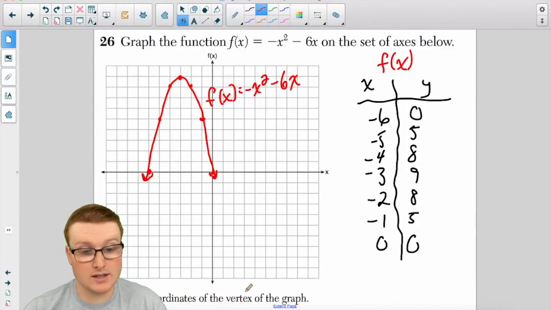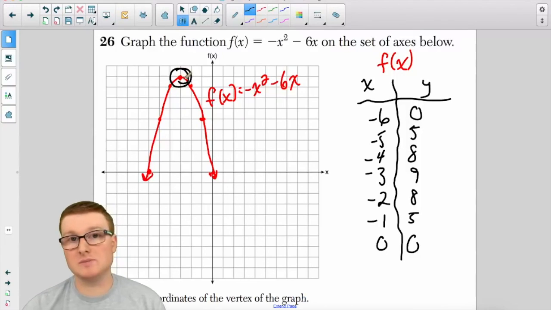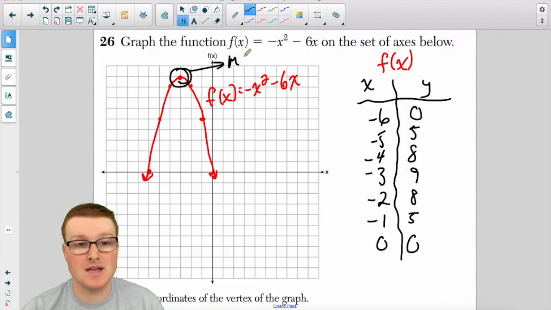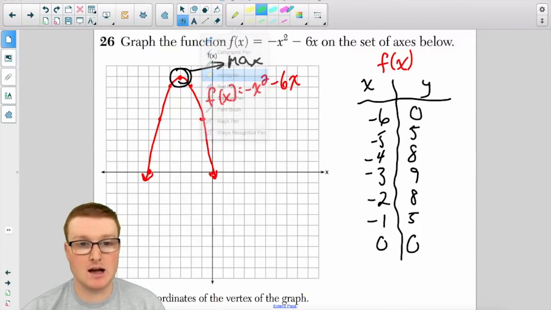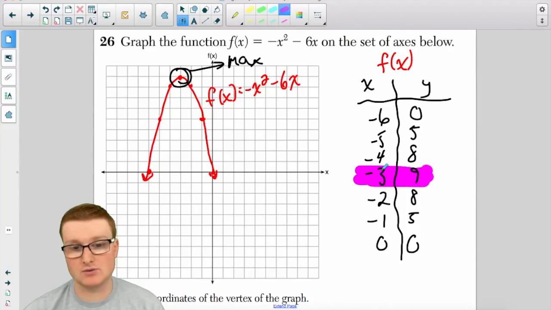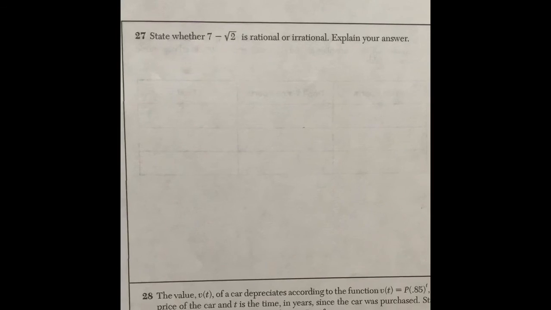Then it says state the coordinates of the vertex of the graph. Okay, the vertex of the graph is the highest point or the lowest point on the parabola. In this case, it's the highest point because it's a maximum value. And the vertex is the point negative 3, 9. That is the vertex right over here. Negative 3, 9. That is a vertex right there.